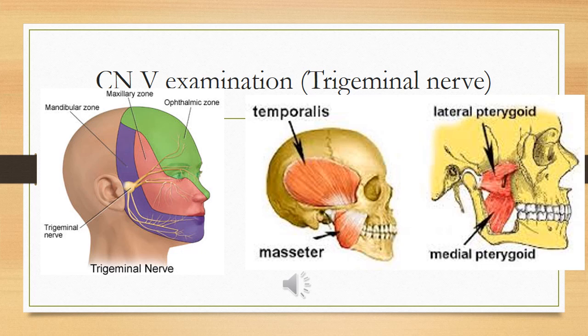Now, what are the motor functions of the trigeminal nerve? It innervates the muscles of mastication. And these are the temporalis muscle, the masseter muscle, and both lateral and medial pterygoid muscles.